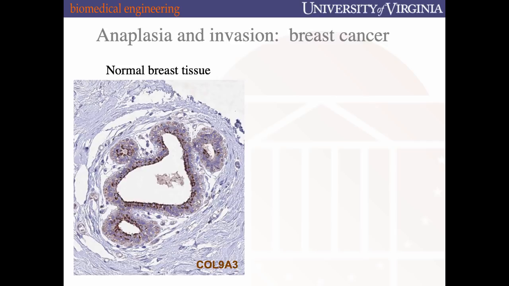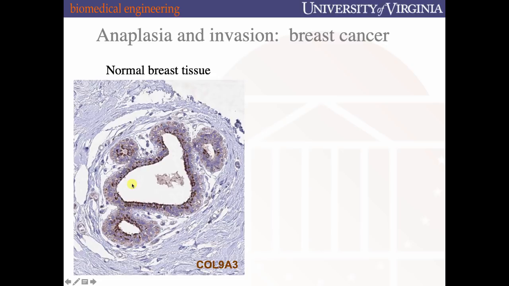And so what's shown here is a cross-section of a couple of these alveoli and ducts, so the spheres, and then the conduits. Nice polarized epithelia all along the side here. This collagen expression is localized to the luminal epithelial cells all along here.